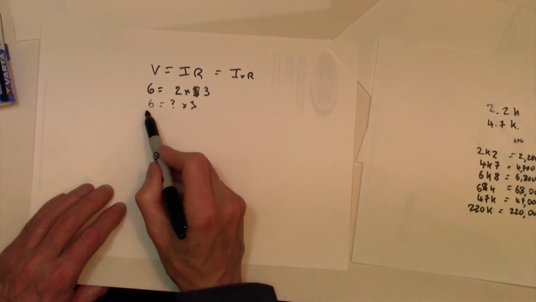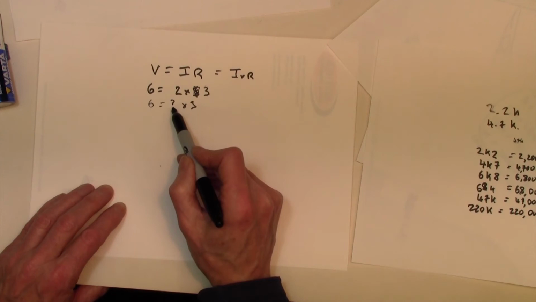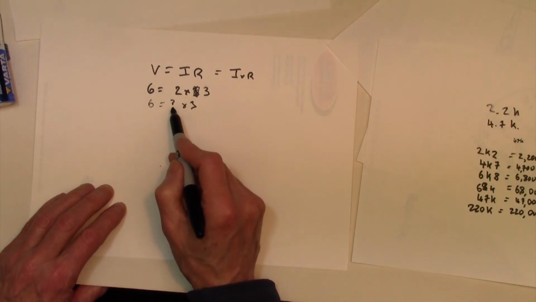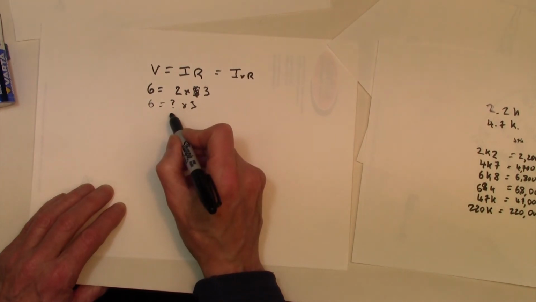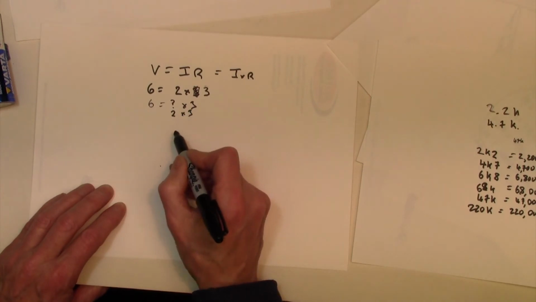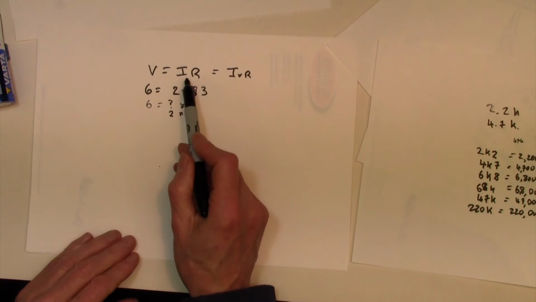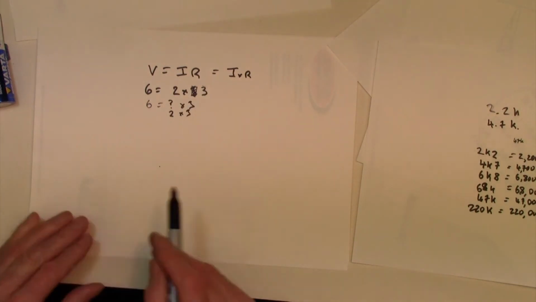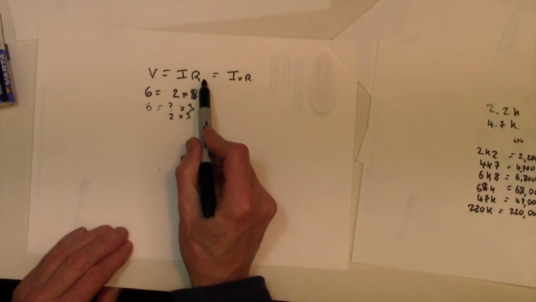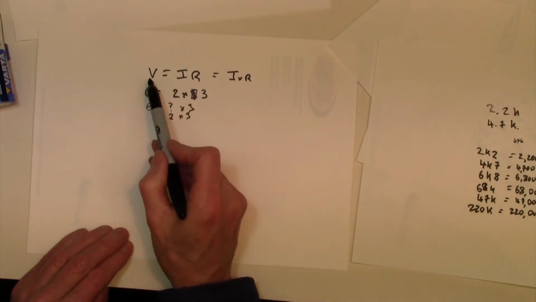Similarly, let's say we don't know what this is. So 6 equals something times 3. Well, we know 2 of the terms. Look, we know the voltage is 6, we know the resistance is 3. We can find out the current because something times 3 equals 6. Well, something is 2. So we would know that the current is 2 in this case. So I hope you agree that if we know 2 of these terms, we can find out the third one.